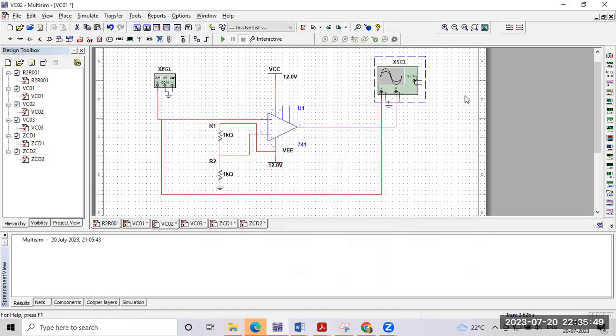Okay, yes. This is how we need to analyze the voltage comparator. Okay, thank you, thank you, one and all.